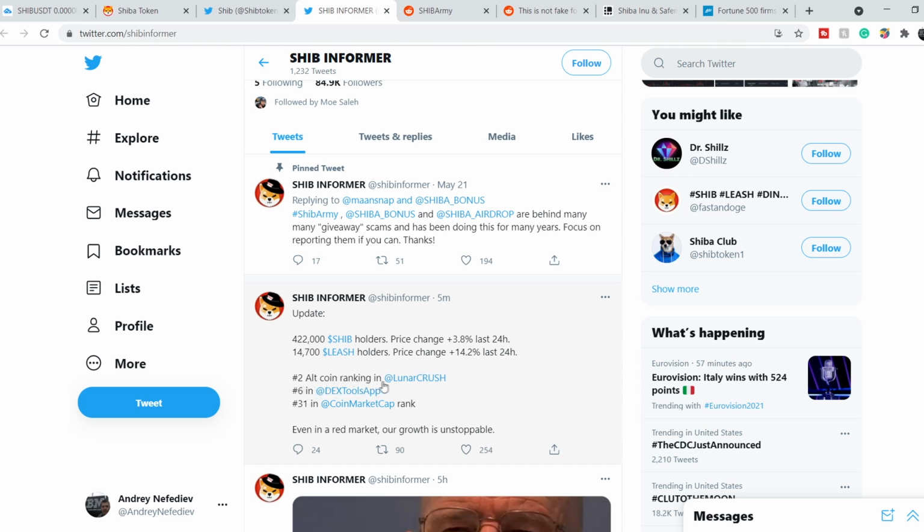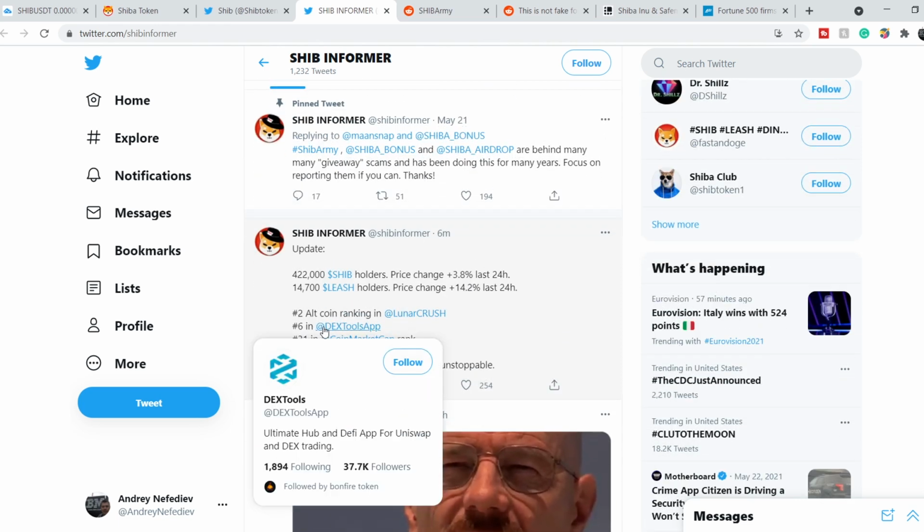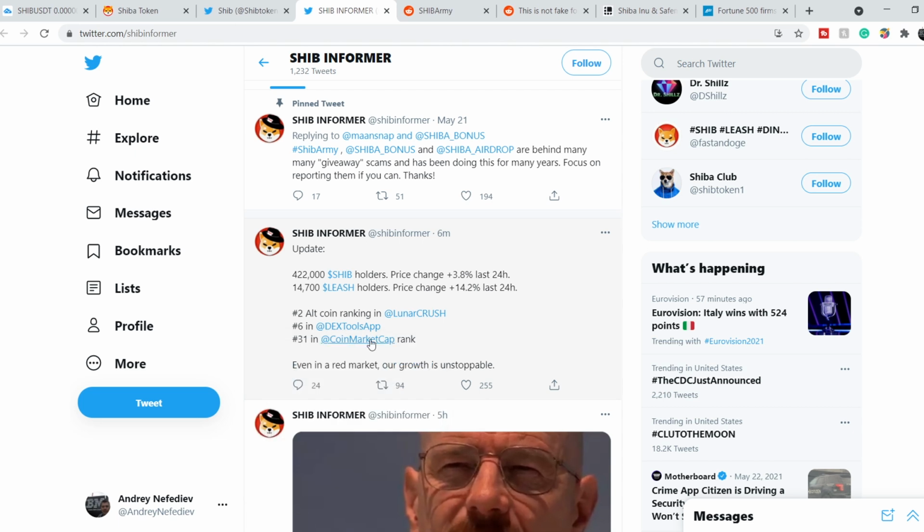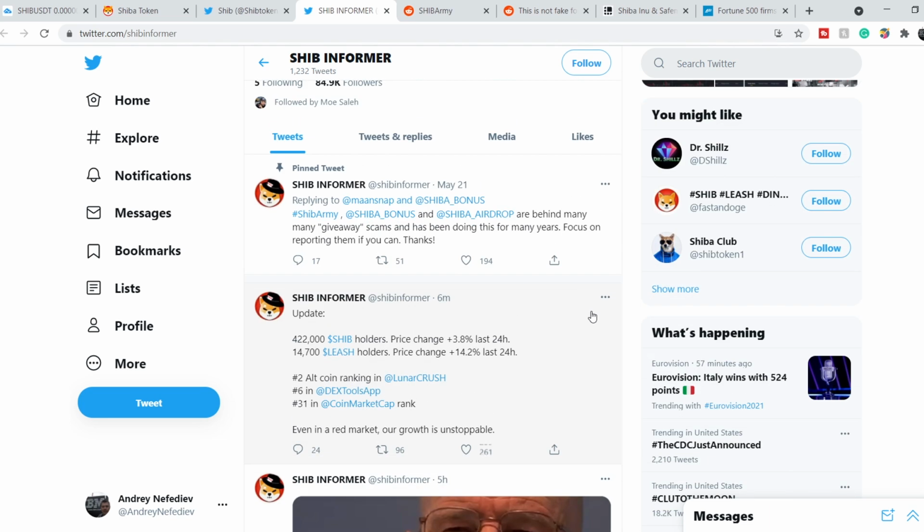It's the number 2 altcoin ranking in LunarCrush. It is number 6 at the DEXTools app. It is number 31 on the CoinMarketCap rank. And for sure, SHIB token for now is one of the most well-known DeFi tokens around the entire crypto market. And of course, we can benefit from this.